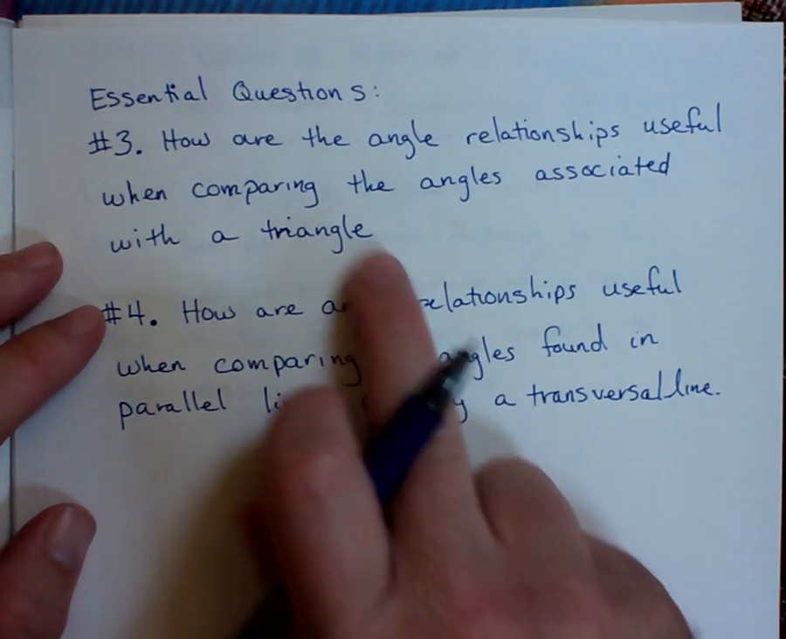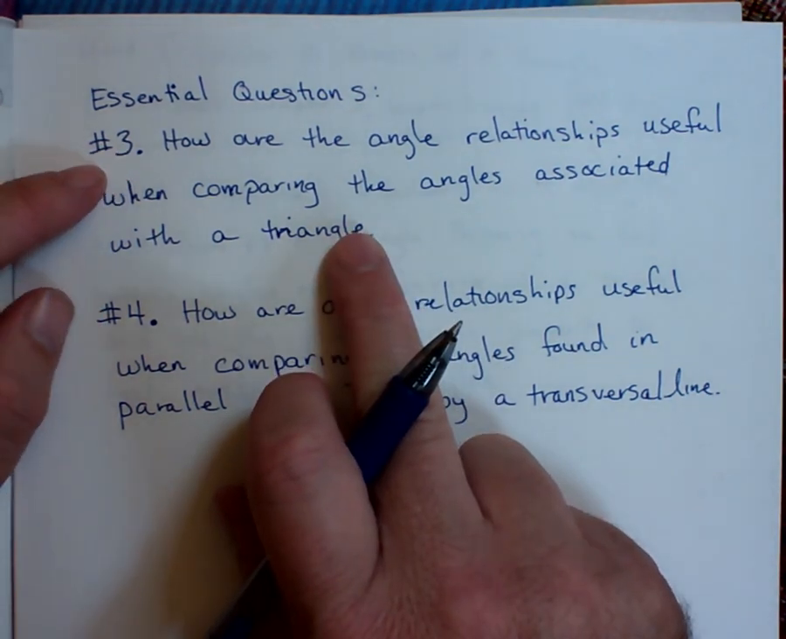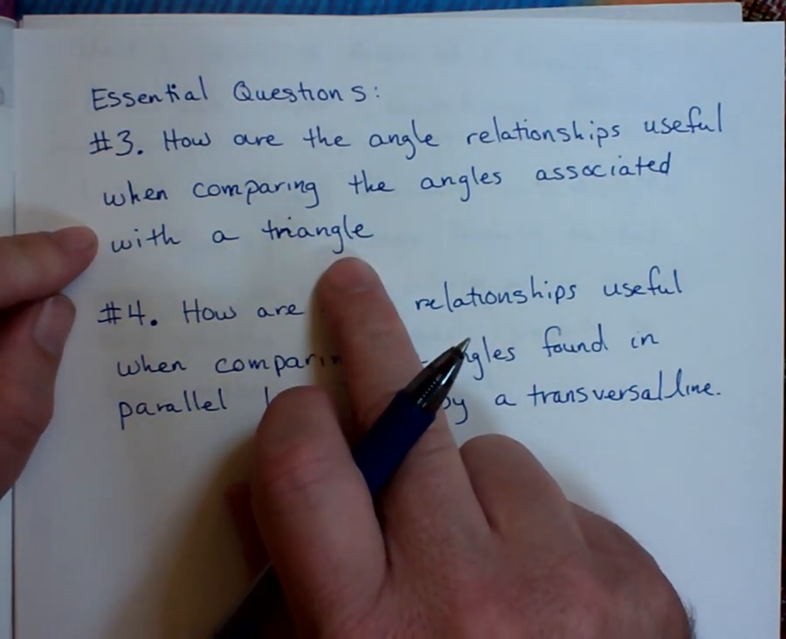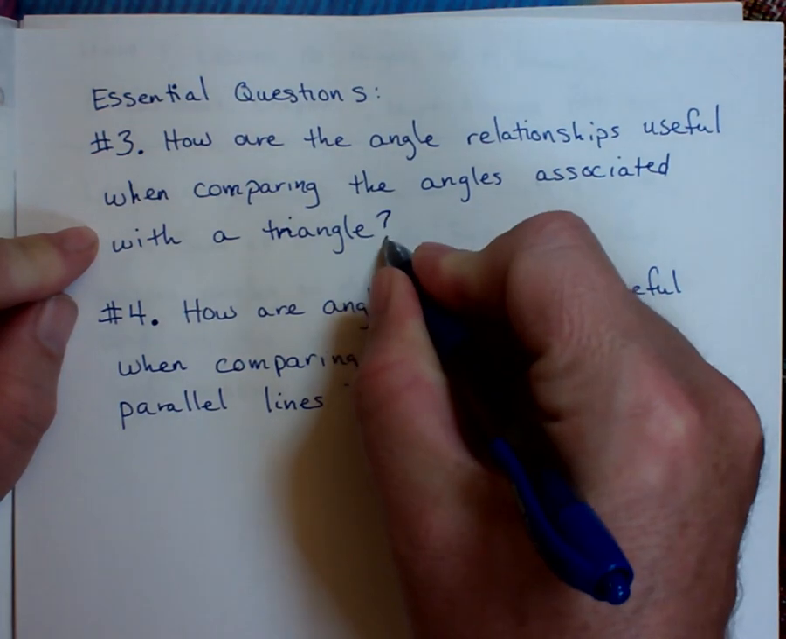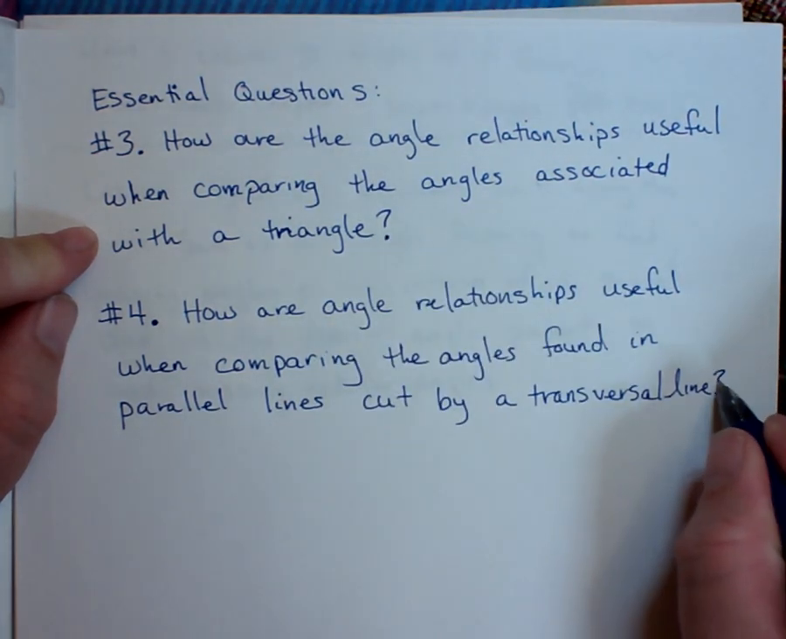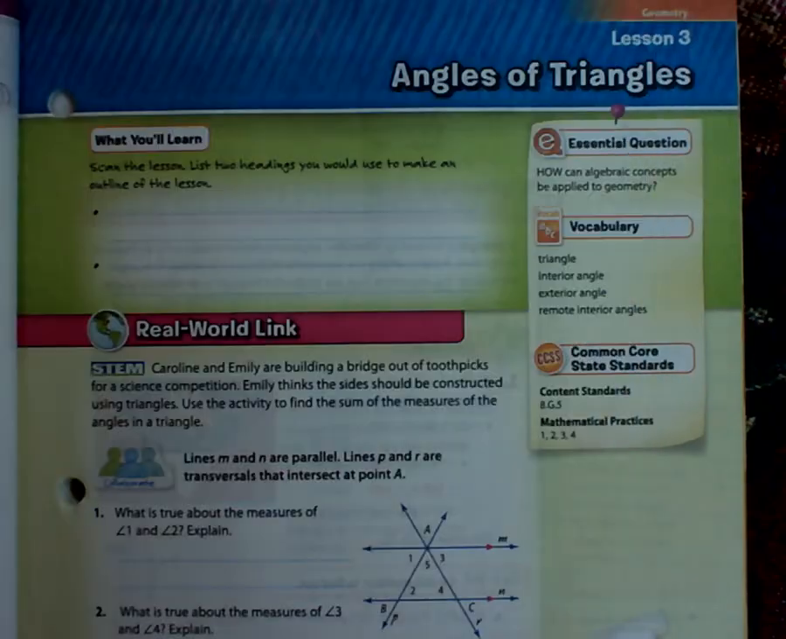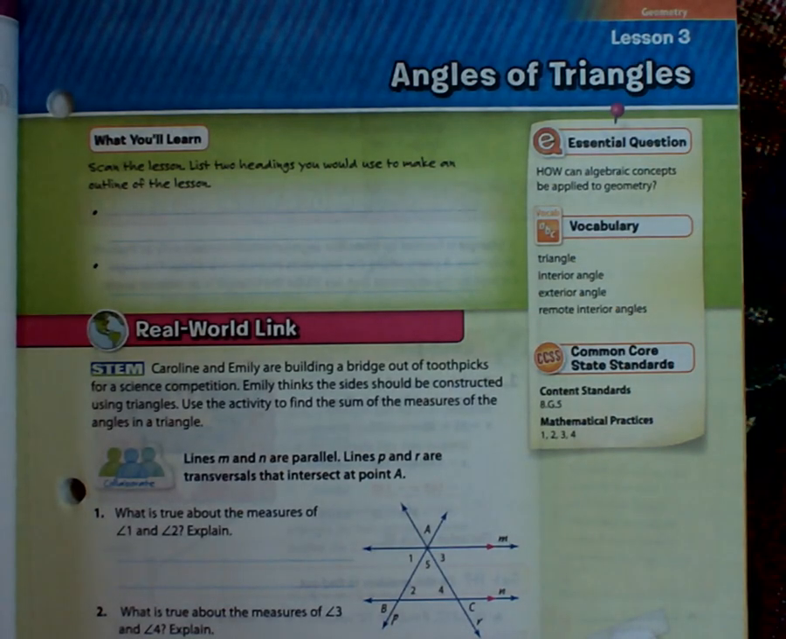And now we are looking at how are the angle relationships useful when we are inside of a triangle. So let's put a question mark here because these are essential questions, and move on to your book, page 389.